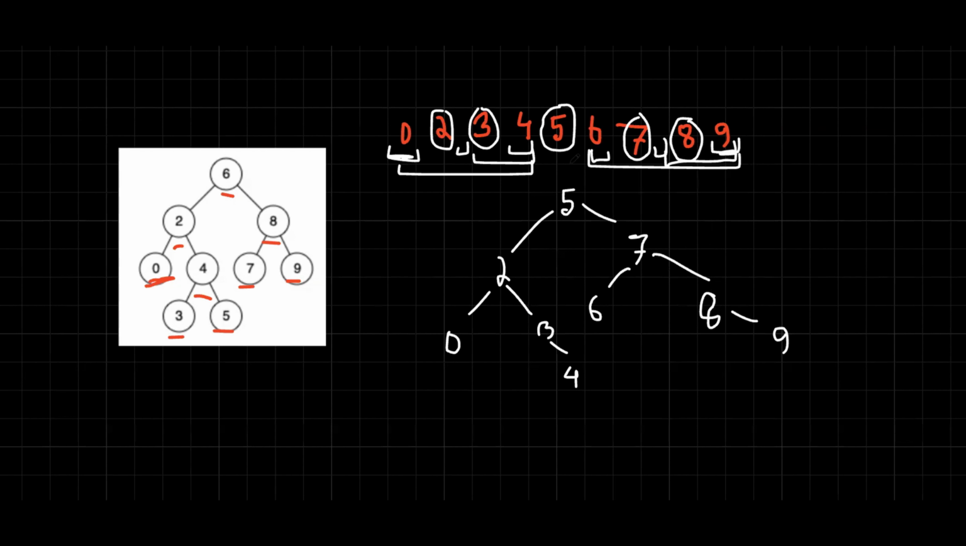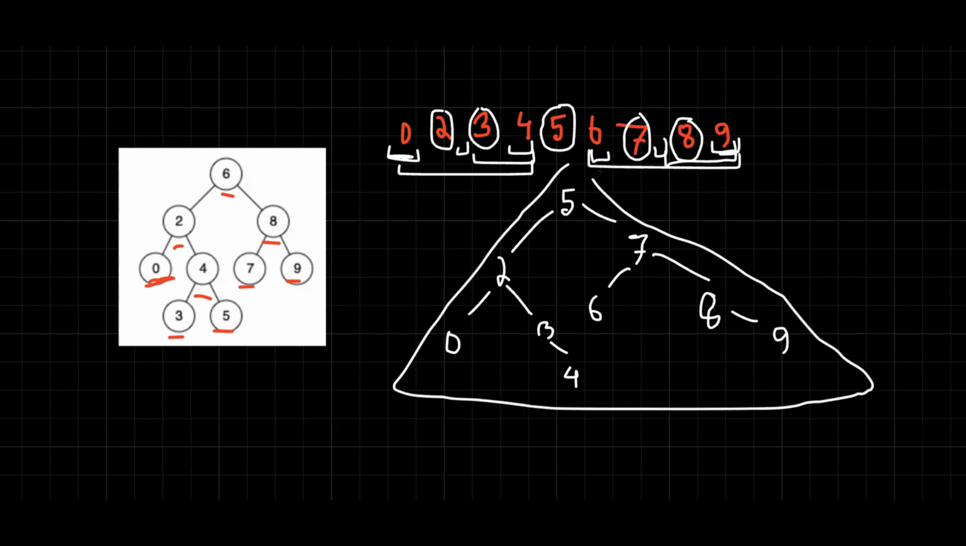So we can say that this resultant tree is the height balanced binary search tree, which is the reformed version of this input tree. And this is how basically we are going to solve this problem by using the binary search. I hope you understood the algorithm. Now let's move on to the code.